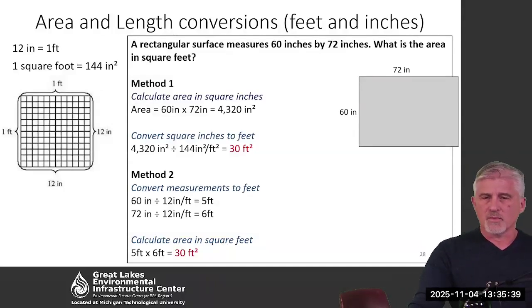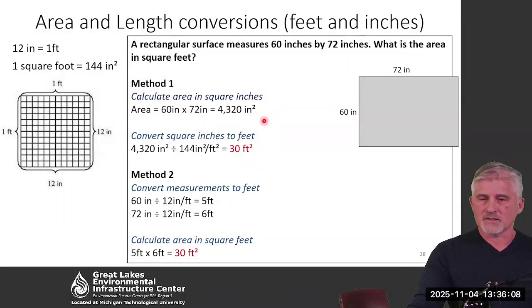For our conversion problem, we have a rectangular surface measuring 60 inches by 72 inches. What is the area in square feet? We can go about this in two different ways. It's up to you how you do it. We're going to show both methods. In the first method, we're going to take things in inches first, figure it out, and then convert it into square feet.